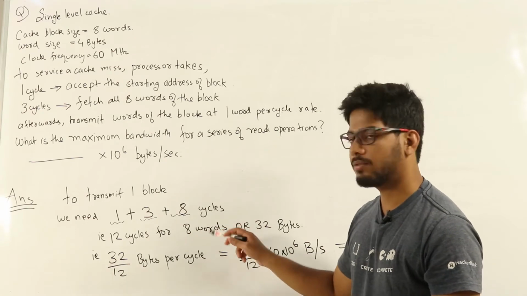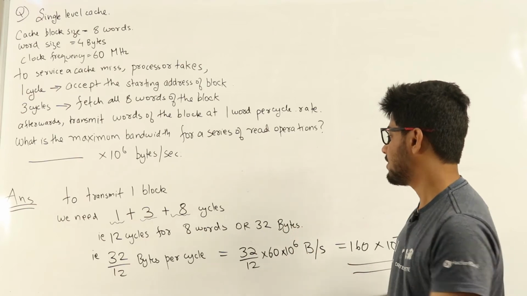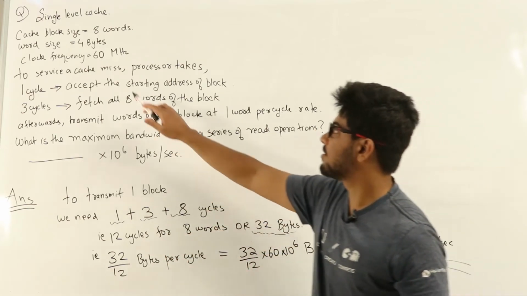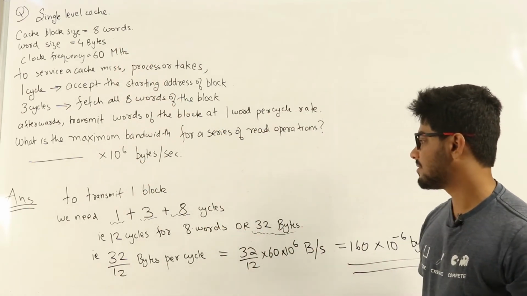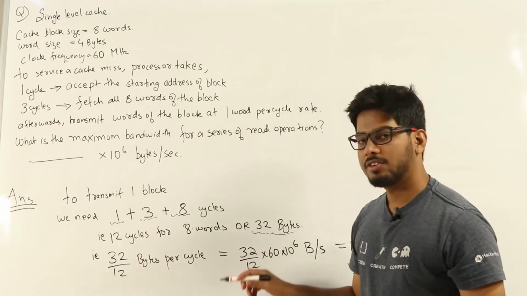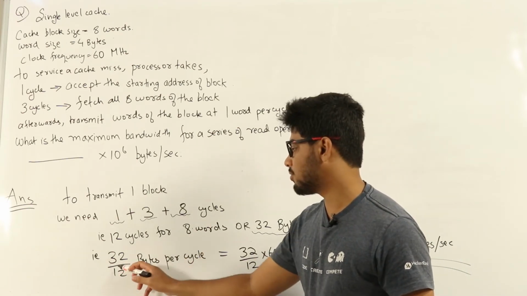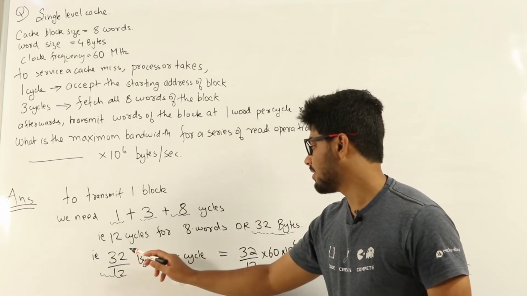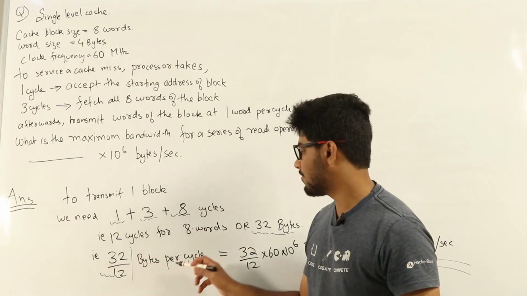8 words, because there were 8 words in one cache block, which means it will take 12 cycles to transmit 32 bytes, because one word was 4 bytes. Therefore, 8 words' size will be 32 bytes. So in 12 clock cycles, we can transmit 32 bytes, which means the bytes we can transmit in one clock cycle is 32 by 12. So that's the average. So 32 by 12 bytes is what we can transmit on average in one clock cycle.